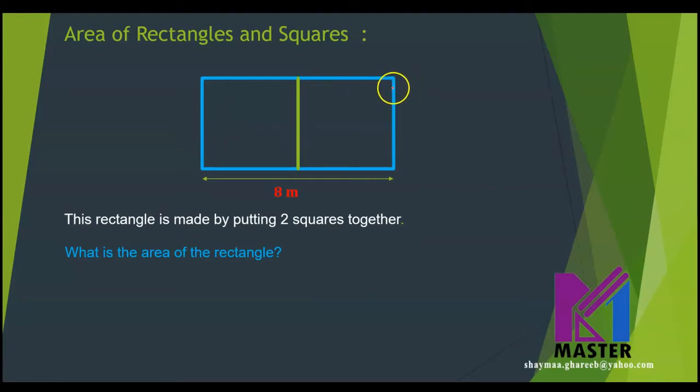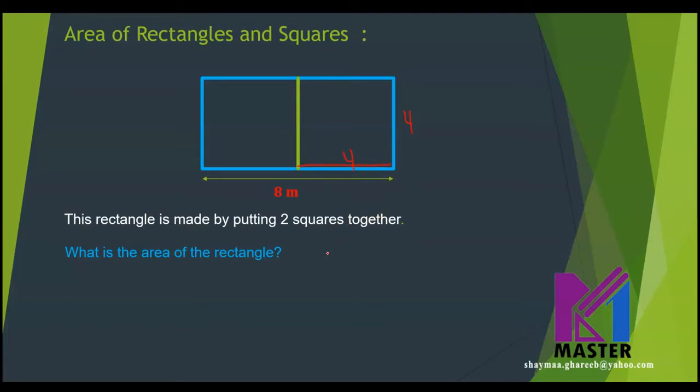So the side of the square, for example, this one, is equal to this one, which is half of the length of the rectangle. So if this is 8 meters, this side of the square will be 4 meters. Is this clear? Which means this one is 4 as well, because this is a square. Is this clear? So now I can get the area of the square.